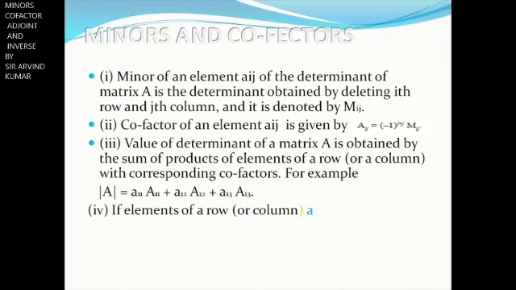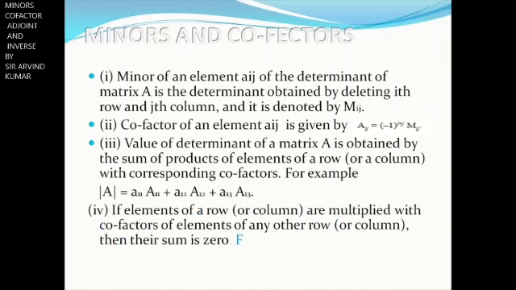Now, if the elements of a row or column are multiplied with the cofactors of the elements of any other row, then their sum is 0. Like a11 is not multiplied with its own cofactor, capital A11, but with capital A21. Similarly, a12 with capital A22 plus a13 with capital A23, and their sum will be 0.